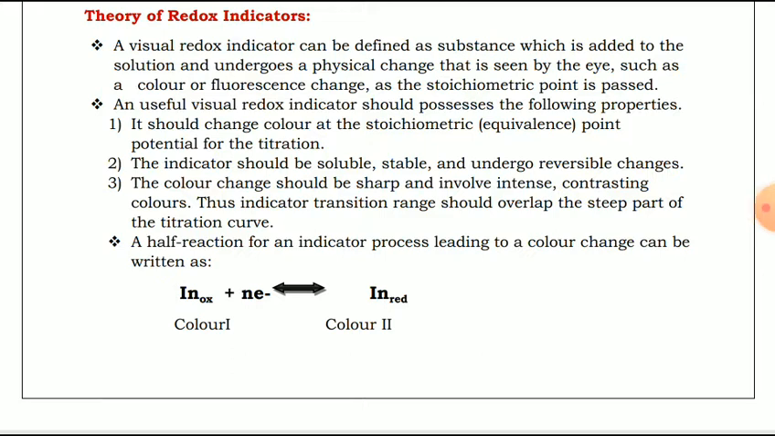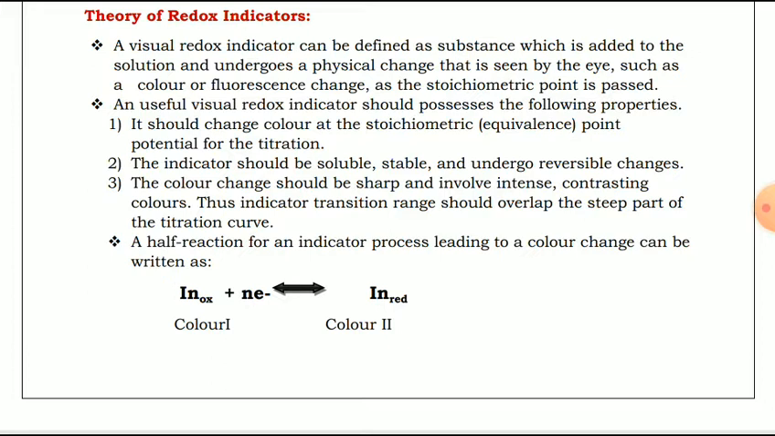A usual redox indicator can be defined as a substance which is added to the solution and undergoes a physical change that is seen by the eyes, such as either a color or fluorescence change as the stoichiometric point is passed. That means when we add any such substance into the solution, the solution color will get changed.